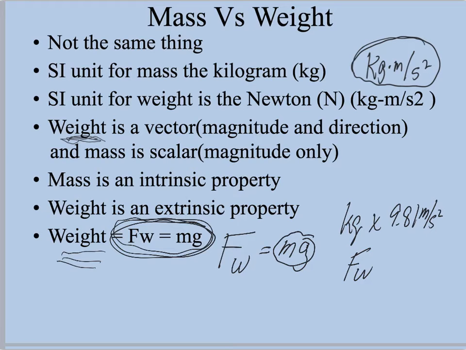But it's this idea that it's the kilograms, not the grams. If you're given grams and you're asked to find the weight of something, you need to convert those to kilograms. It's the kilograms times the 9.81 meters per second squared. And you hopefully can see where this comes from. A kilogram times a meter per second squared is a Newton.